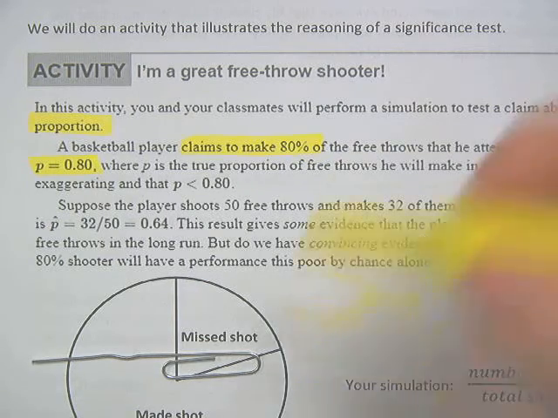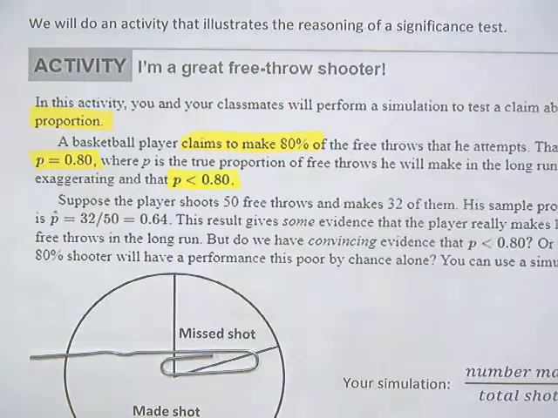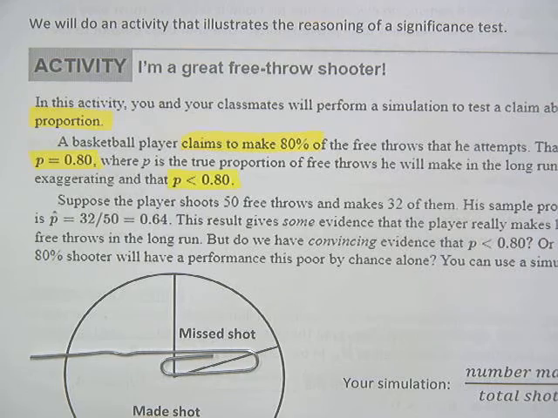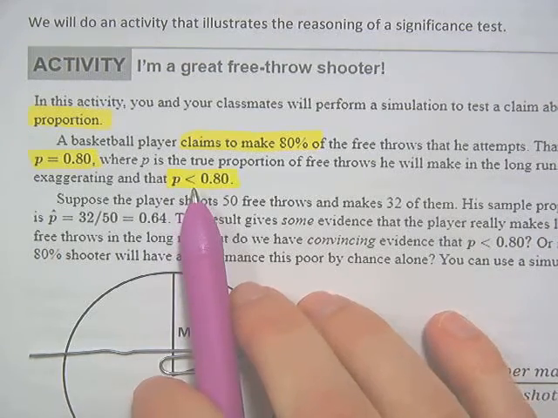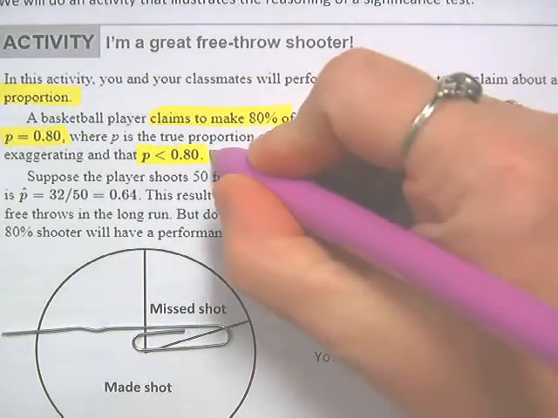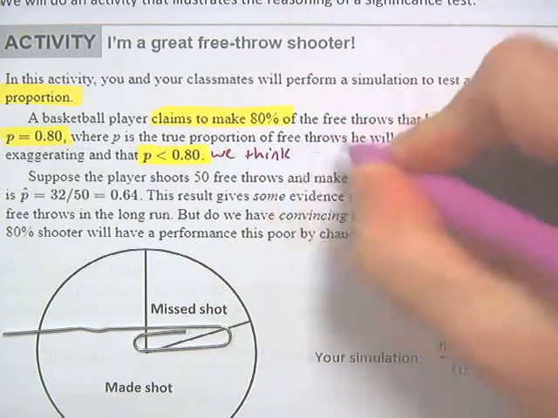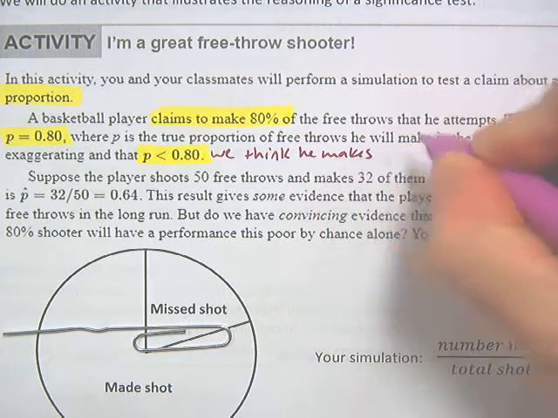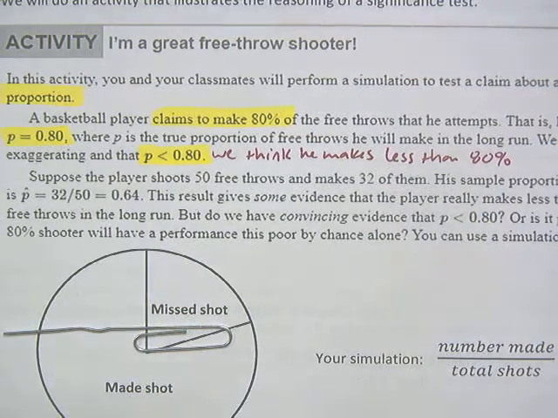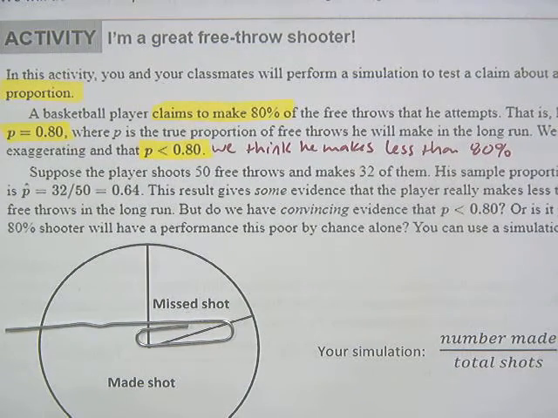We suspect that he's exaggerating, so we think that in the long run, if he shoots a whole bunch of free throws, we suspect that he shoots what? What is that symbol right there? Less than 80%. I want you to make a note. We think he makes less than 80%. We've got what he's claiming, and then we've got what we think is true. Eventually you'll see that that is going to form two hypotheses, his hypothesis and ours.